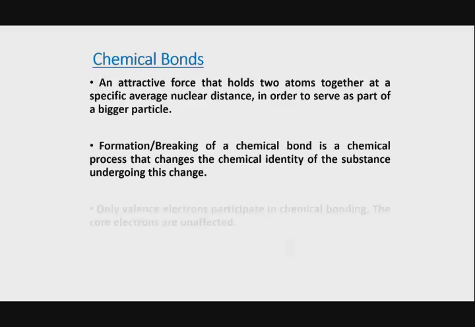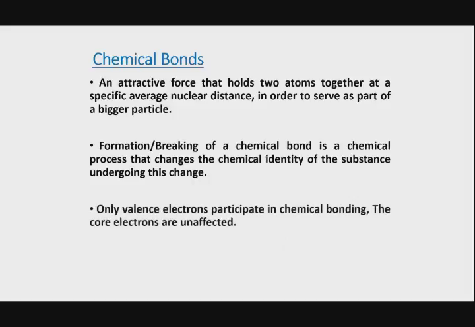And the other very important part to remember is that the valence electrons are the only ones that participate in chemical bonding. The core electrons, electrons inside of the valence shell, are not affected at all during this process. That is why it is important to know how many valence electrons a certain atom has, so that helps us understand what kind of chemical bonding that atom would like to undergo.